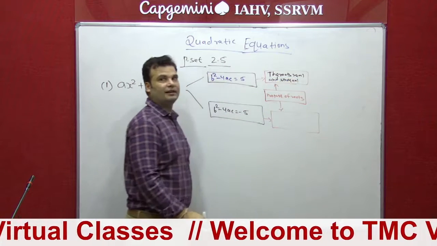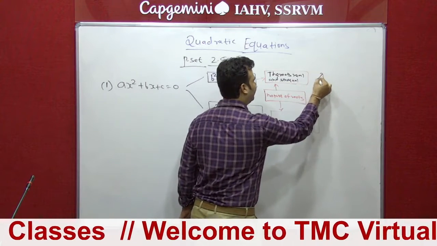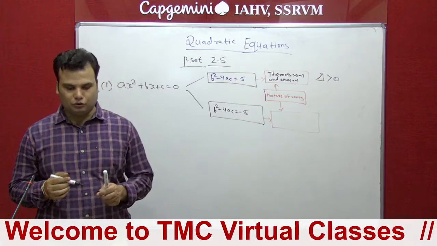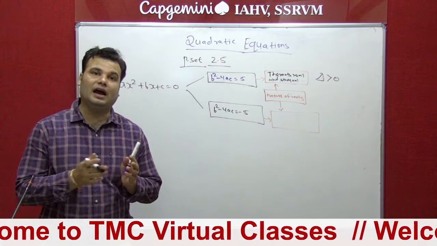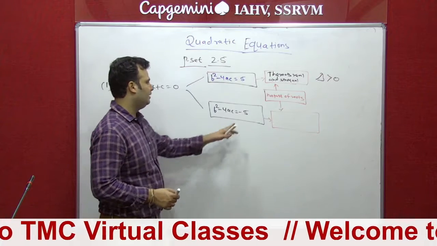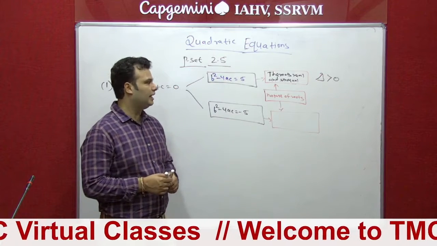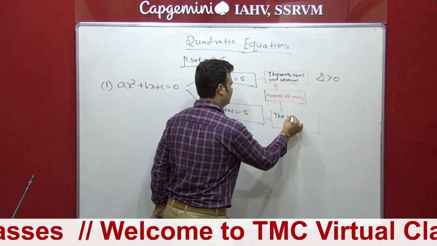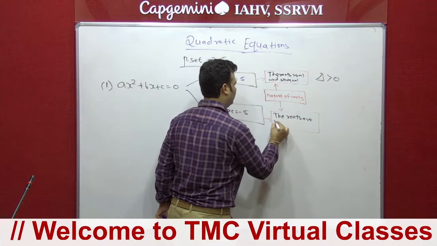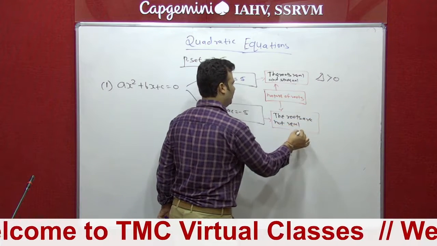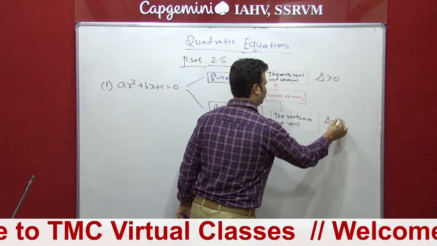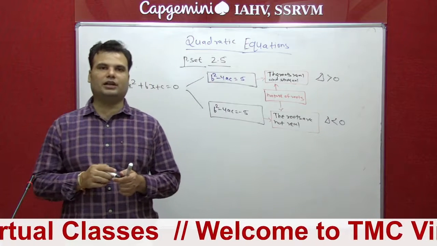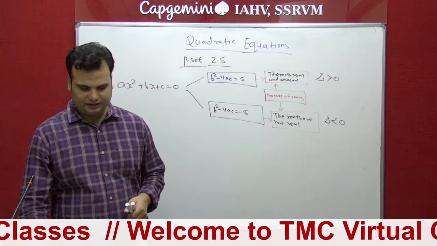Remember that condition, the second condition, del is greater than 0. Whenever del is greater than 0, the roots of the quadratic equation are real and unequal. Similarly, the second part, that is less than 0, negative, that time we can write the roots are not real, because del is less than 0. So whenever del is less than 0, means negative, the roots are not real. So this is very simple. This is an activity based question.